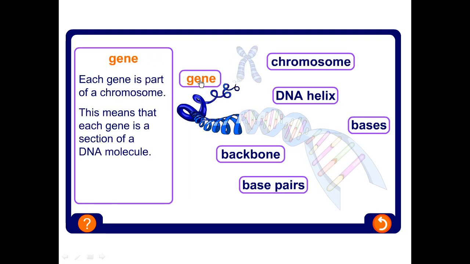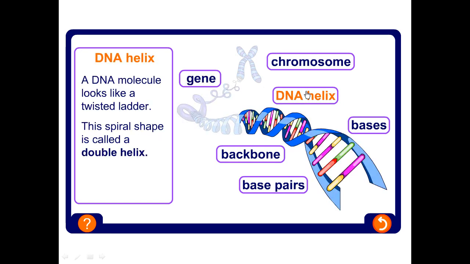Then the gene is a section of the chromosome. If a gene is a part of a chromosome, this means that each gene is a section of a DNA molecule, and we saw this last lesson as well. Then you have the DNA helix. A DNA molecule looks like a twisted ladder. This spiral shape is called a double helix. When you are talking about DNA structure, you are talking about a structure like a double helix.